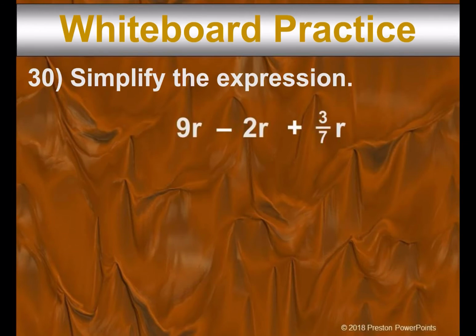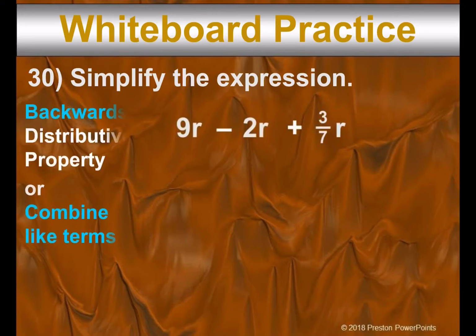And let's look at this one. I have 9r subtract 2r plus 3/7r. So again, the distributive property, if I take it backwards, then I have a 9.